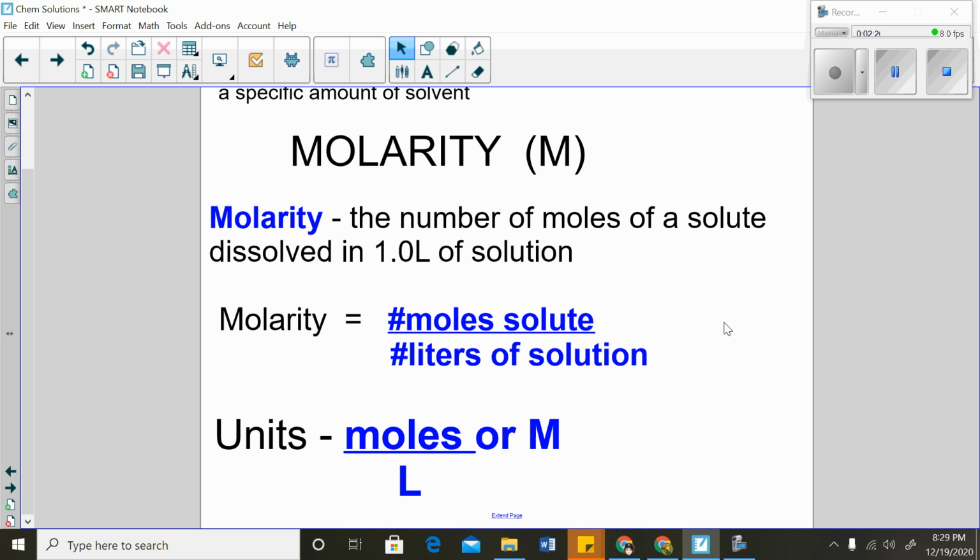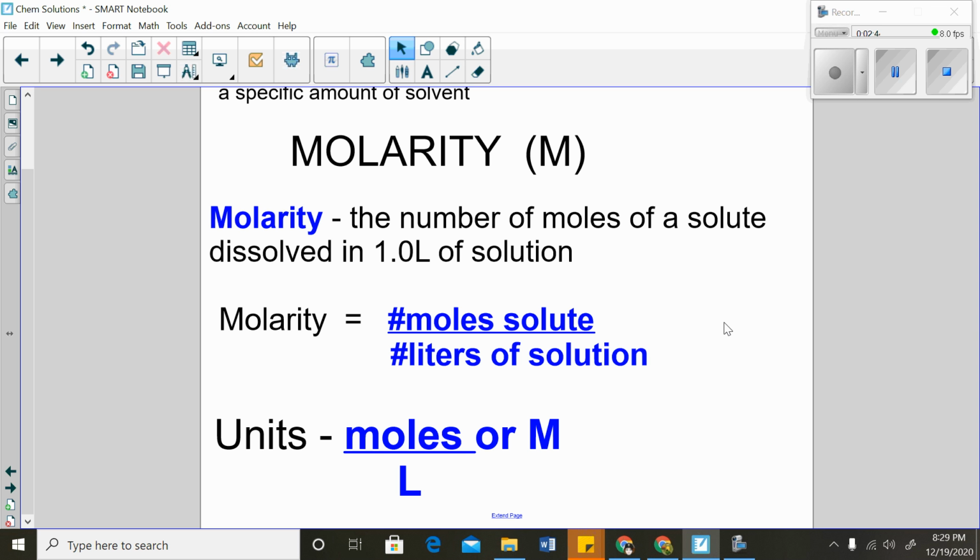So it is an equation which looks like the equation for density, if that looks familiar. It was D equals M over V. It's the same concept here. Molarity equals the number of moles of solute dissolved in the number of liters of a solution.